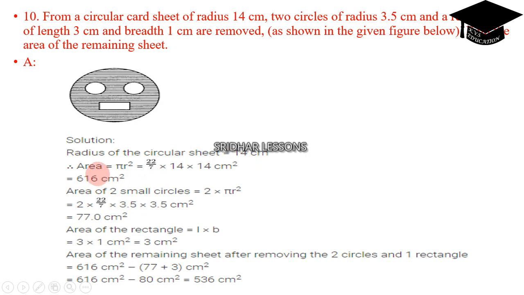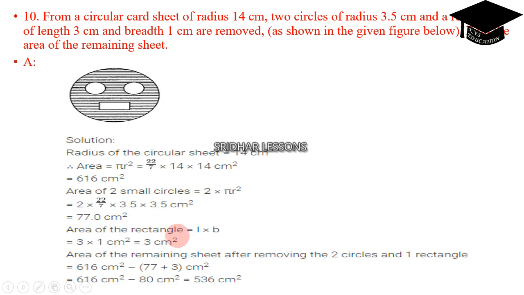Therefore, area is equal to pi r square. That means 22 by 7 into 14 into 14. This is equal to 616 centimeters square. Therefore, the area of two small circles is equal to 2 into pi r square. That means 2 into 22 by 7 into 3.5 into 3.5 centimeters square, which is equal to 77.0 centimeters square.